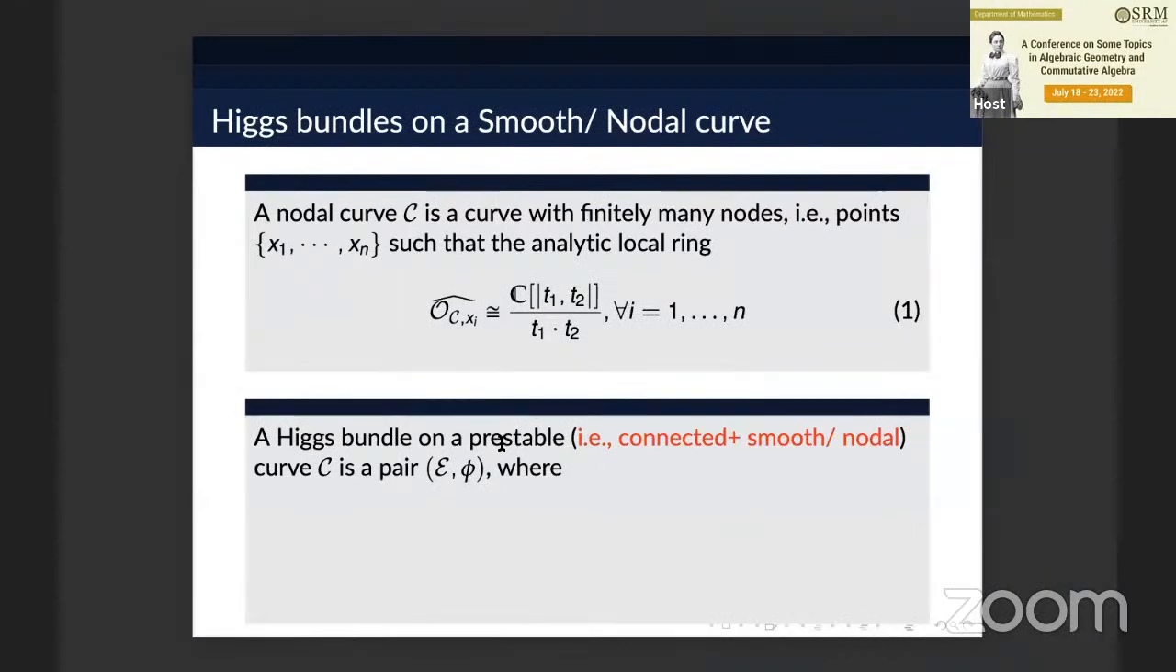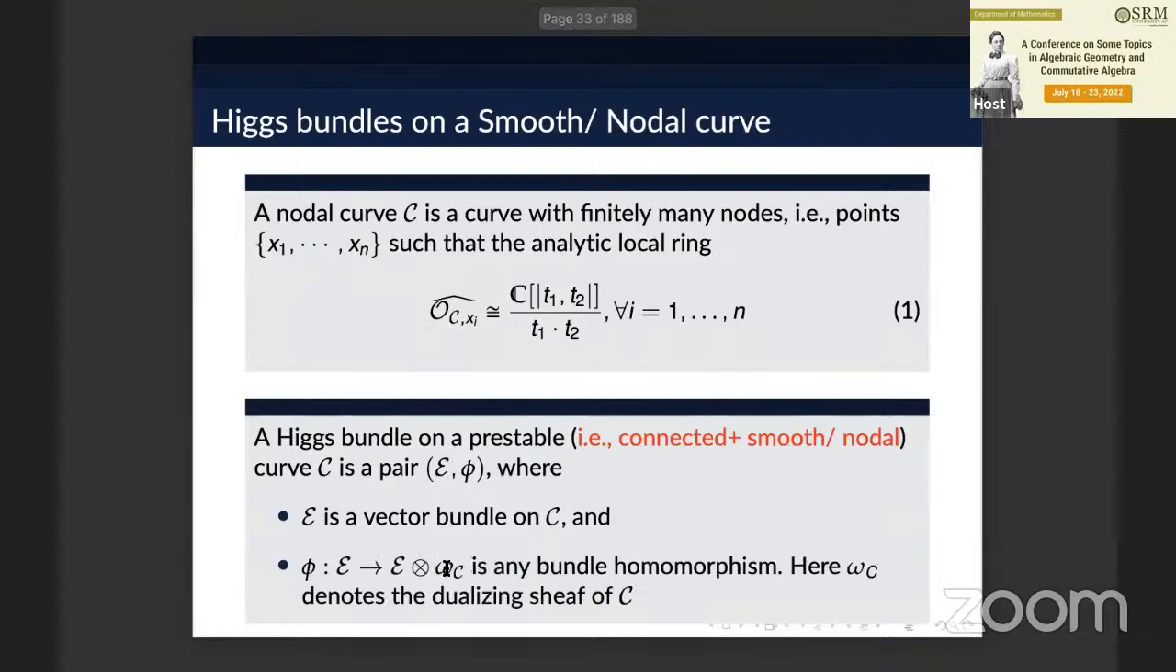A Higgs bundle on a nodal curve is a pair (E, phi) of a vector bundle E on C, and phi is any bundle homomorphism from E to E tensor omega C, where omega C denotes the dualizing sheaf of C.